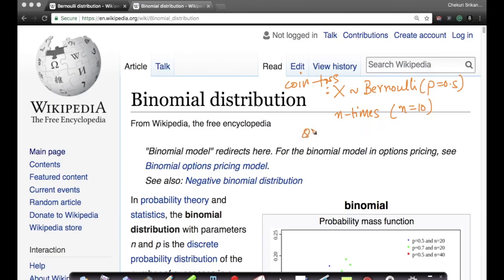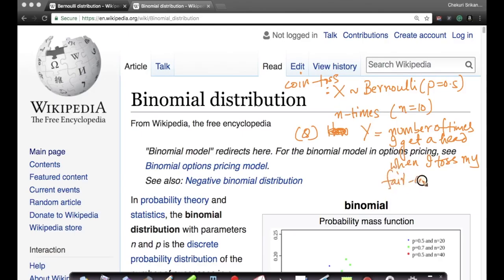Now suppose I want to create a new random variable y, which is the number of times I get a head when I toss my fair coin n times. This is very important to read. Y is a new random variable that I'm creating, which is the number of times I get a head when I toss my fair coin n times.